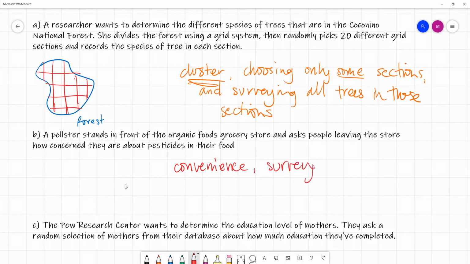Surveying. And the reason why is because this pollster is only surveying those people that pass by. Only those that pass by. Okay, convenience sampling for that one.